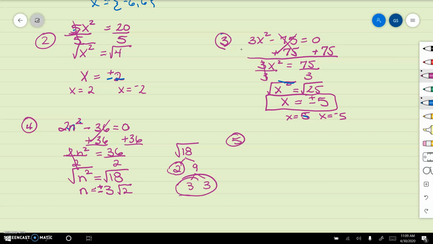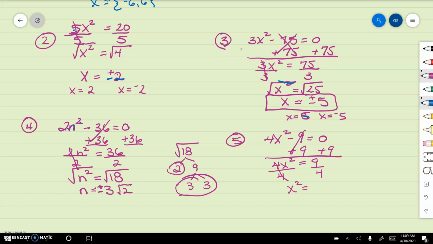Okay, one more, just so you're not lost on these questions I'm going to give you. 4x squared minus 9 equals 0. We are going to get x squared alone, isolate x squared. That means we're going to add 9 to both sides. We have 4x squared equals 9. We divide by 4 on both sides, and we get x squared equals 9 over 4.